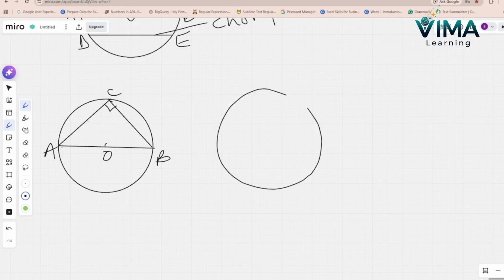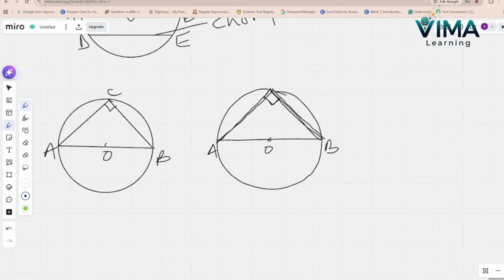So if you have a circle and there's a center and a line passes through, this is A, this is B, this is O, and a line is coming from A and touches the circumference, and a line is coming from B and touches the circumference. This means that an angle has been subtended at the circumference. That angle will always be 90. So when a diameter subtends an angle at the circumference, it's always going to be 90 degrees. That's the first theorem that we need to understand.